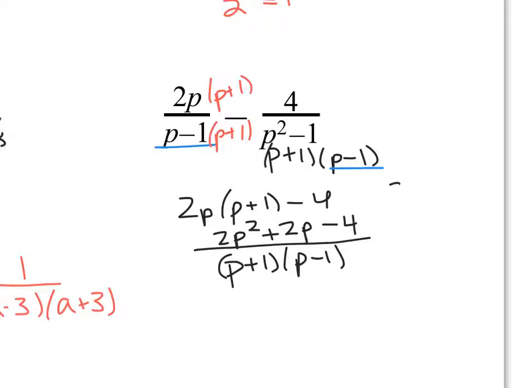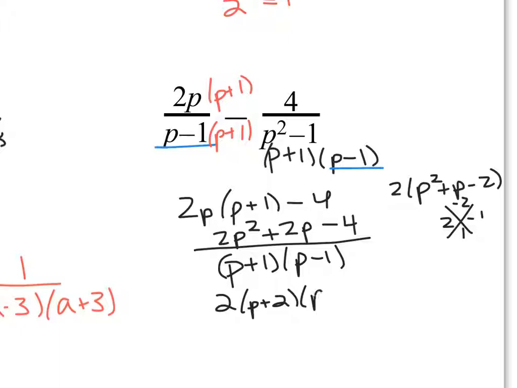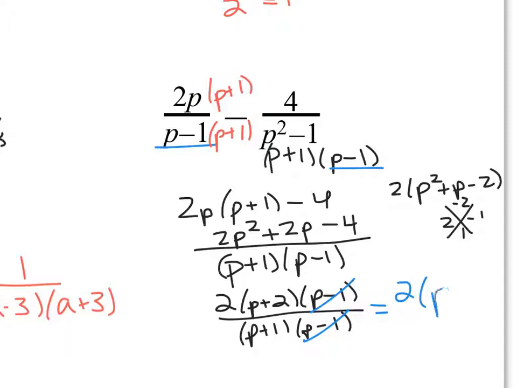So let's see. I have a GCF. So 2 parentheses p squared plus p minus 2. And we do have something that multiplies to -2 and adds to 1. That's 2 and -1. So we have 2 times p plus 2, p minus 1 over p plus 1, p minus 1. And we do have a factor that's going to cancel. So we do always want to check, not necessarily always going to have something to cancel, but it's good to check.